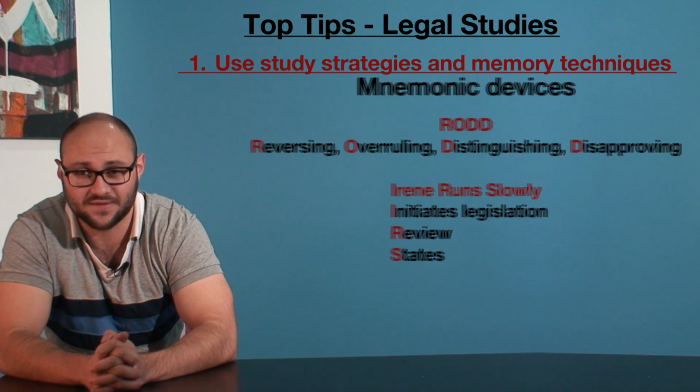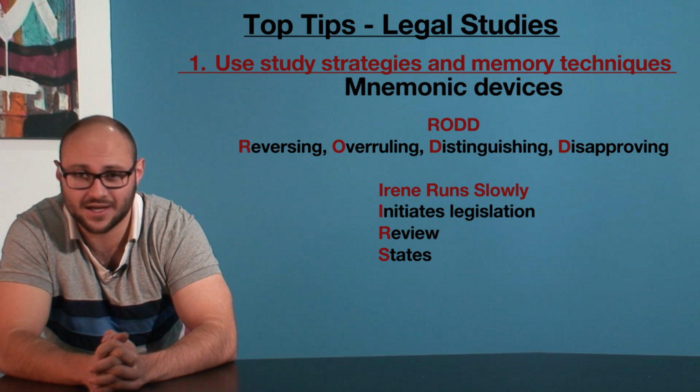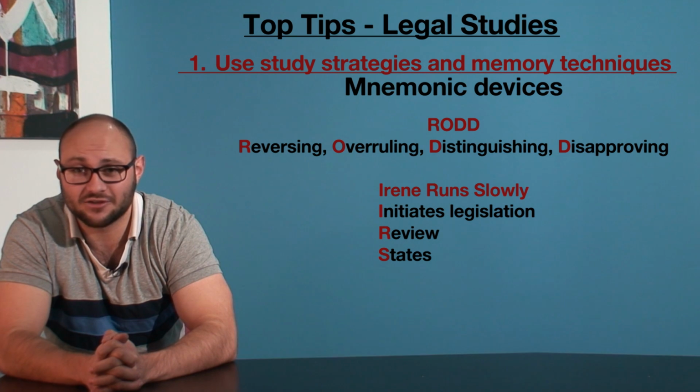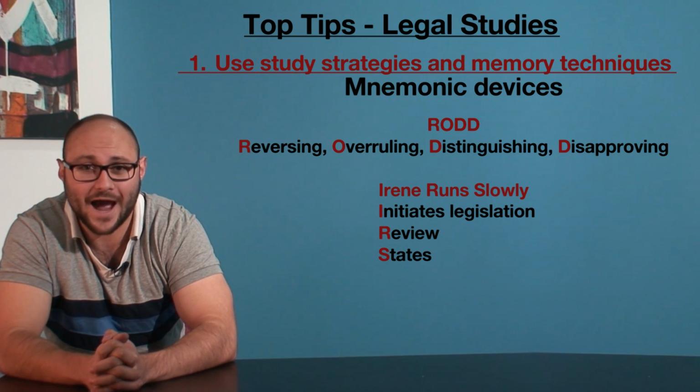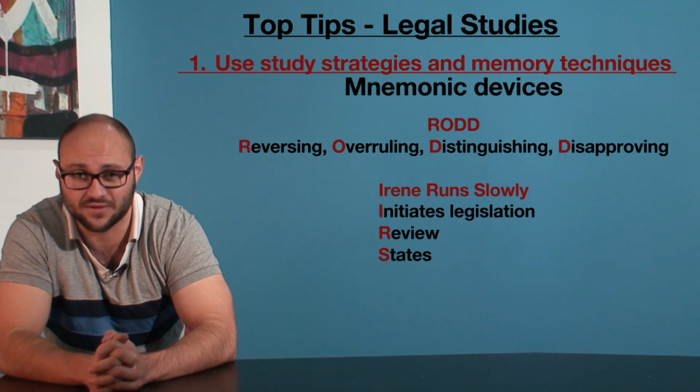Memory techniques refer to the specific methods you use to memorize specific content. You could use mnemonic devices. For example, when you're learning about flexibility of the doctrine of precedent, learn ROD for reversing, overruling, distinguishing, disapproving. If you're memorizing the role in the Senate, learn Irene runs slowly, or IRS, where I stands for initiates legislation, R stands for review, as in House of Review, and S stands for States House.